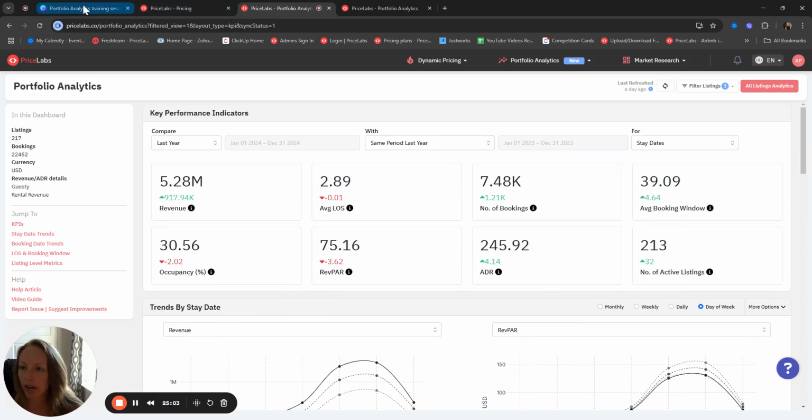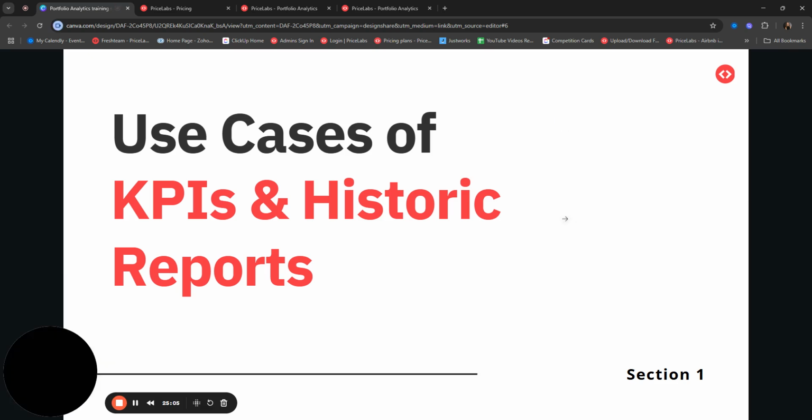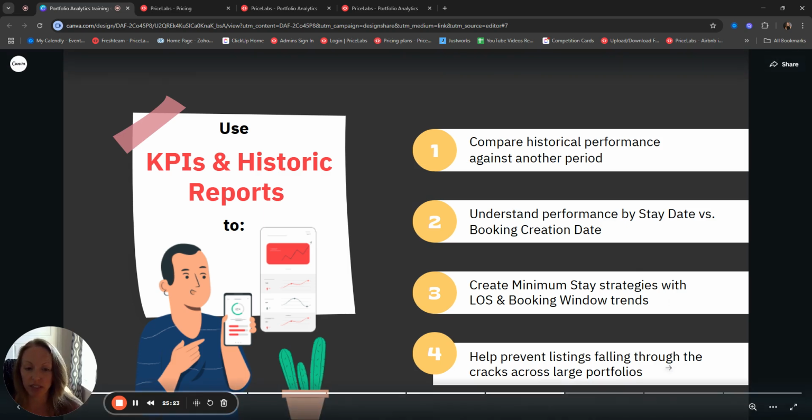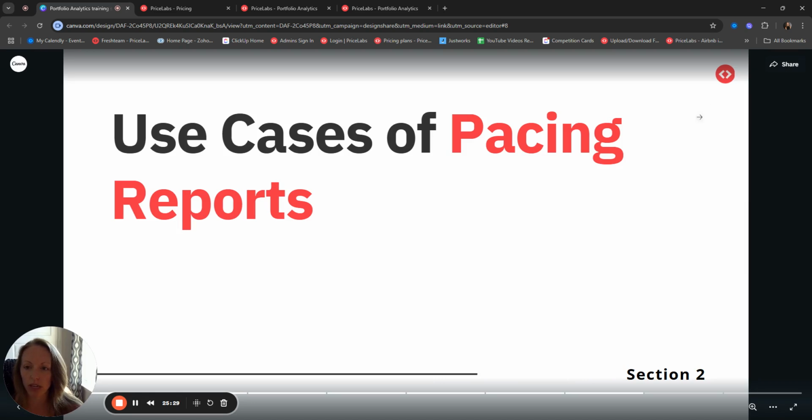All right, so going back to the deck real quick, just again summarizing the KPIs and historic reports dashboard. It helps you compare historical performance against another period, understand performance by stay date versus booking creation date, create minimum stay strategies with the length of stay and booking window trends, and help prevent listings from falling through the cracks across large portfolios.